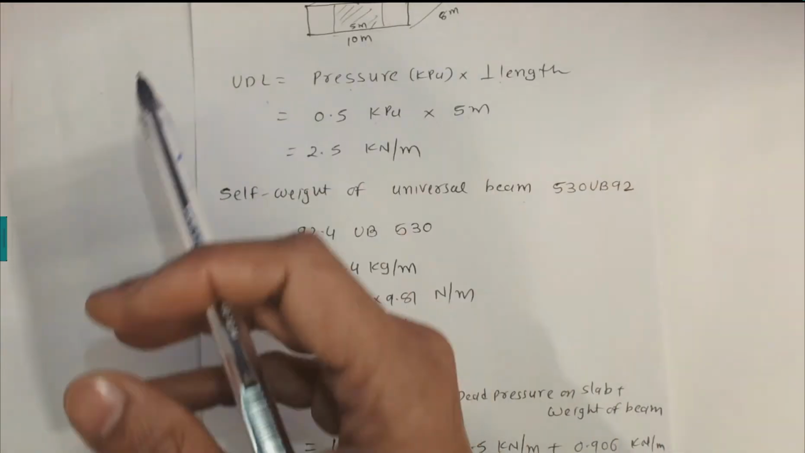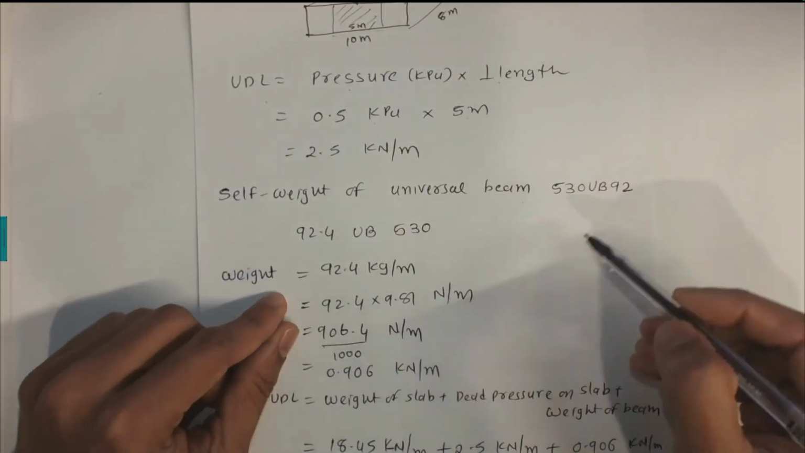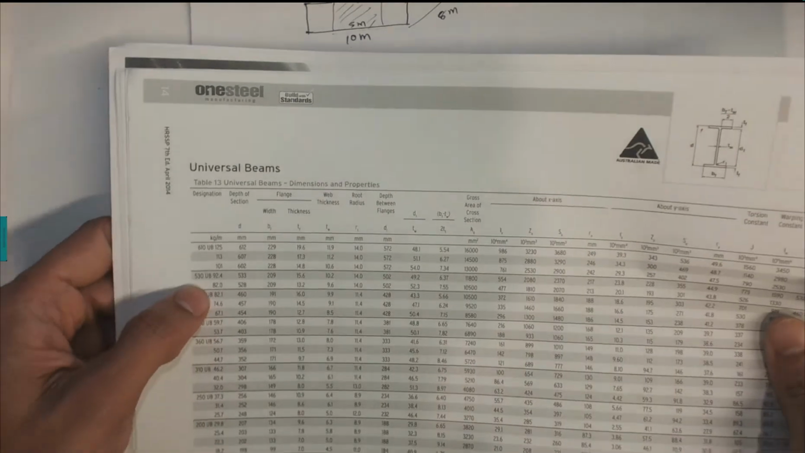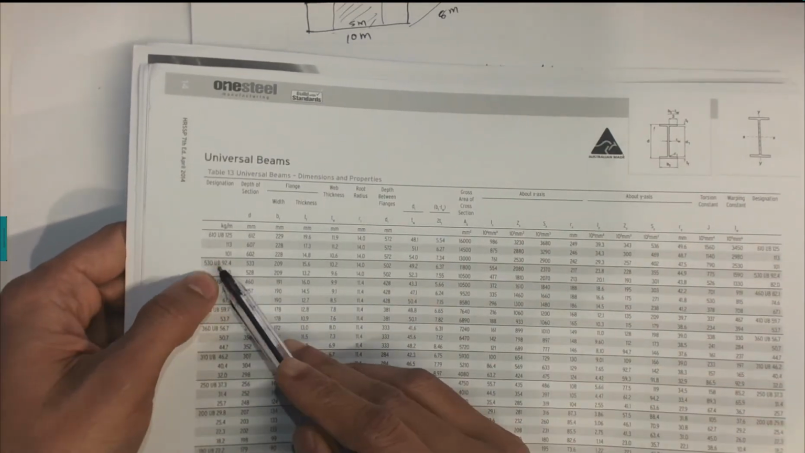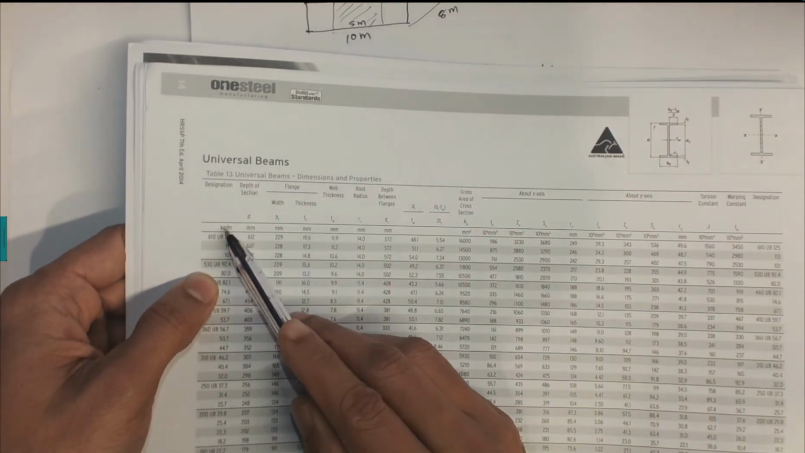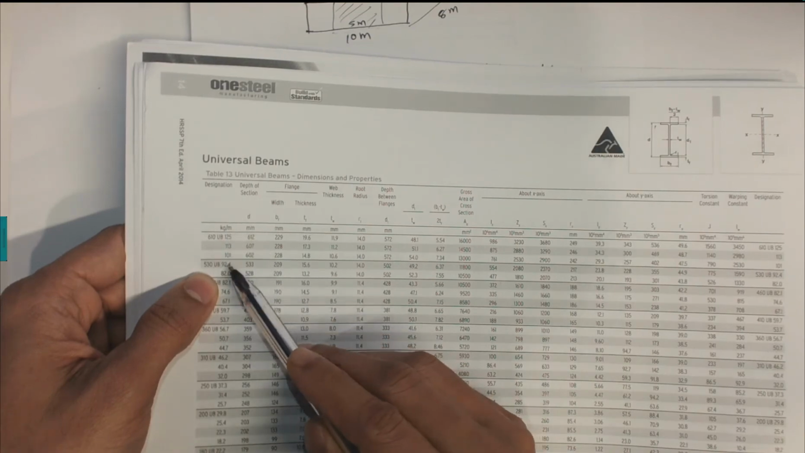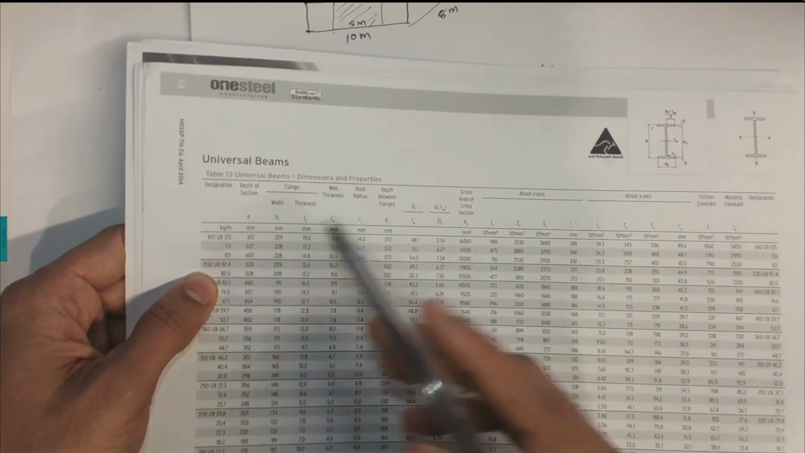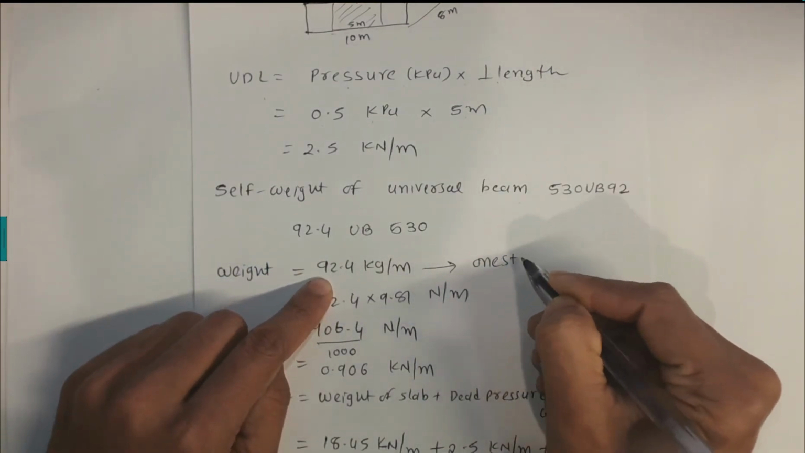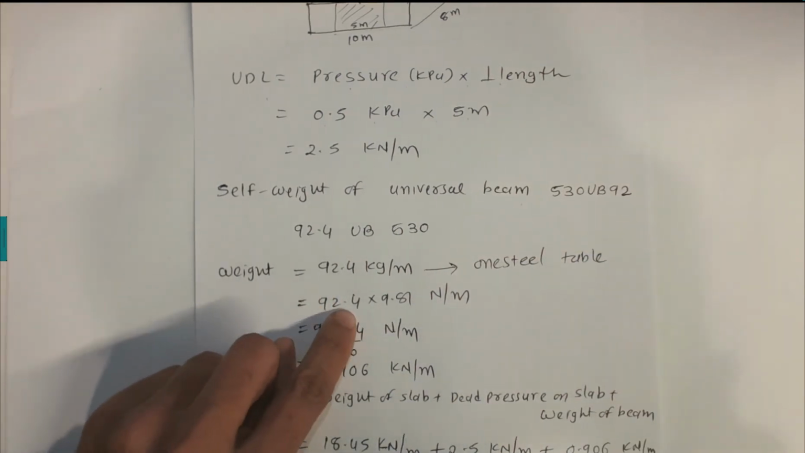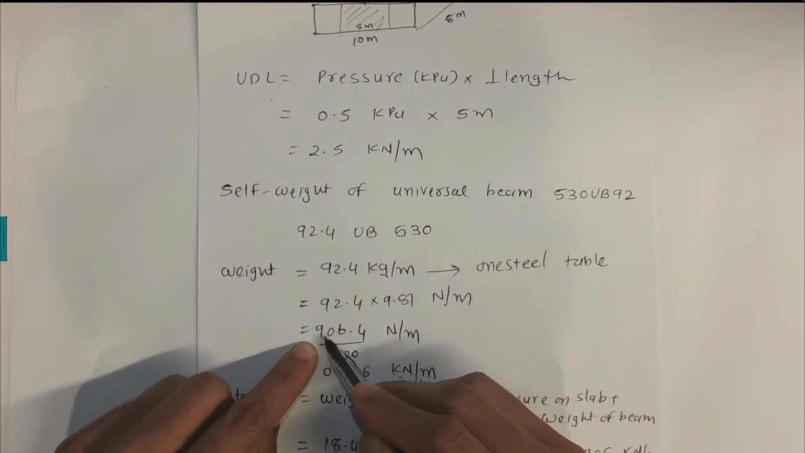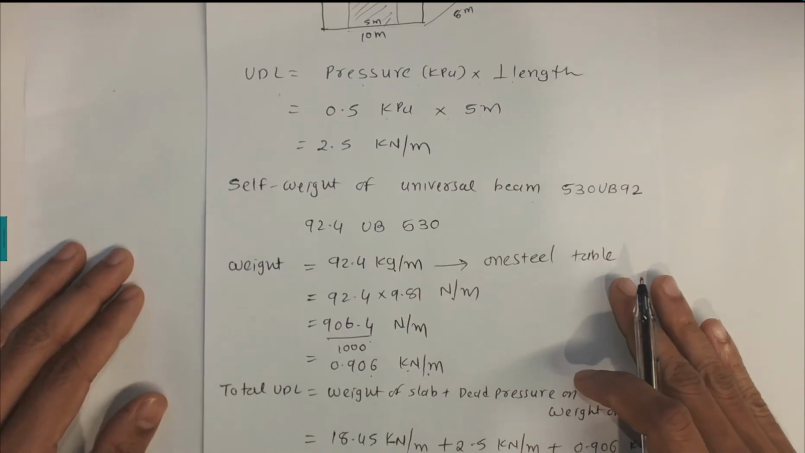Now the self weight of the universal beam 530 UB92, because this universal beam also supports its own weight. So we need to find the weight of the steel beam, the universal beam. Now if I check the steel tables, it is 530 UB92.4. 530 stands for this D, the depth of the universal beam. 92.4 has a unit of kg per meter, so that's the weight of the beam. A 1 meter beam has 92.4 kilogram. So that is 92.4 kilogram coming from the steel table. And 92.4 times 9.81 converts kg into Newton, and we are interested in kilonewton per meter, so dividing by 1000, it gives us 0.906 kilonewton per meter.